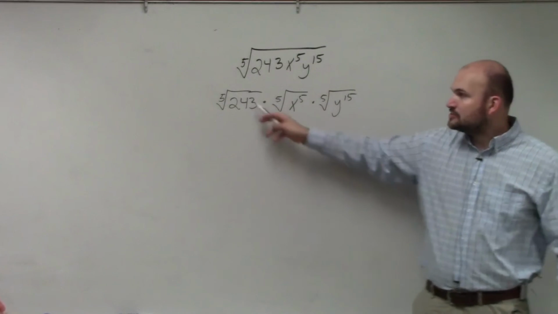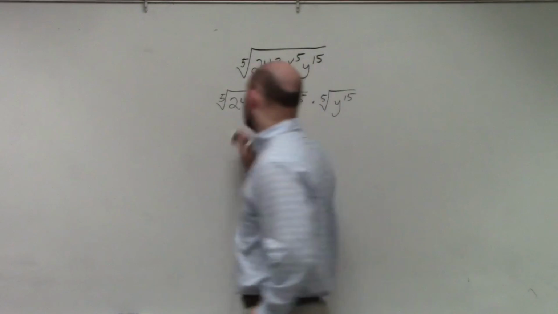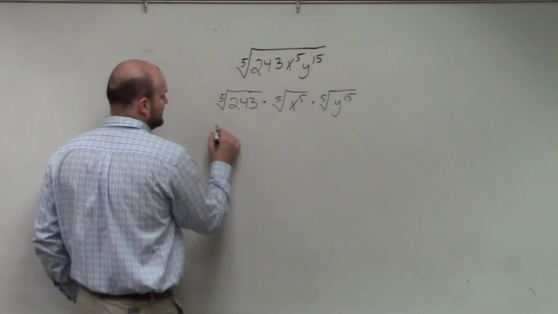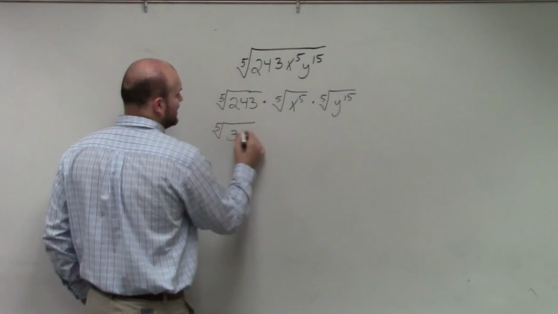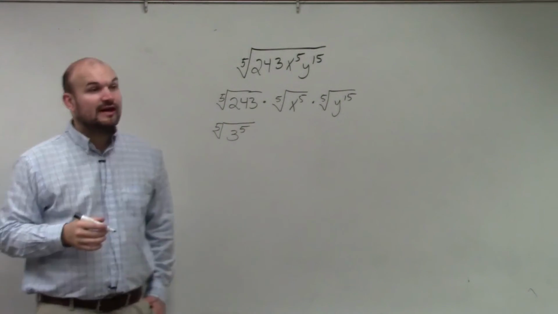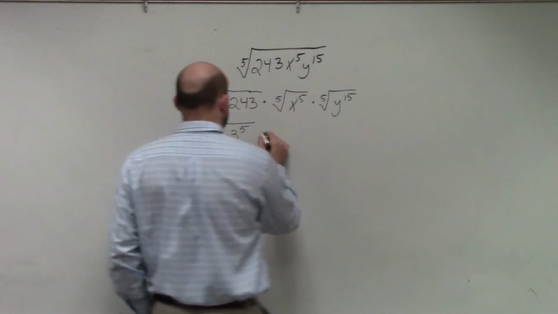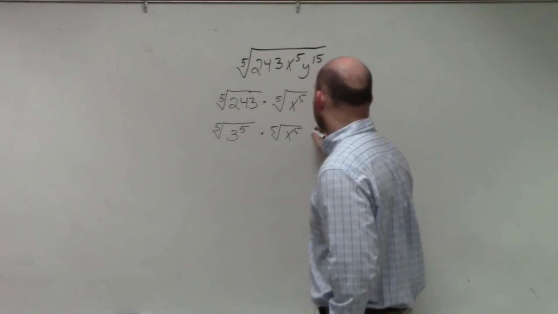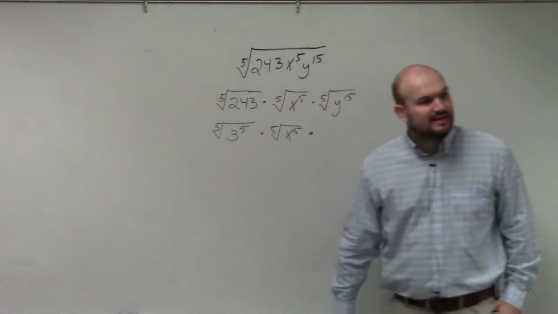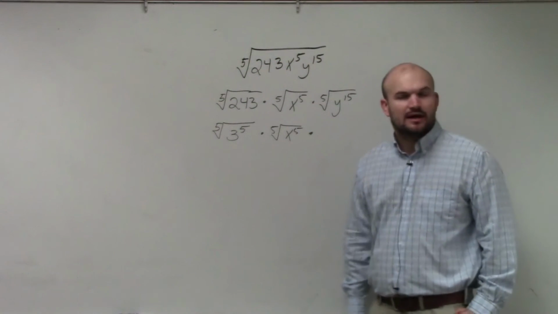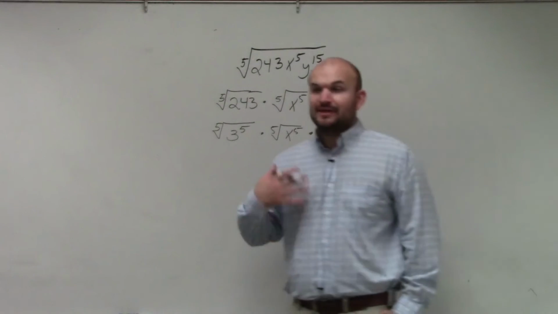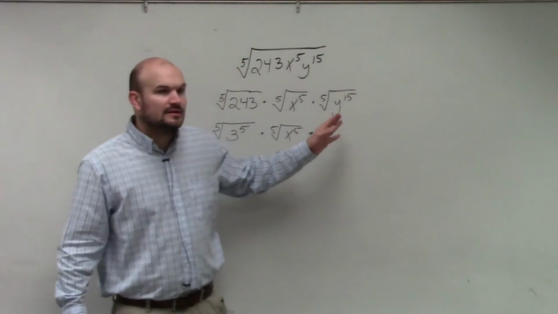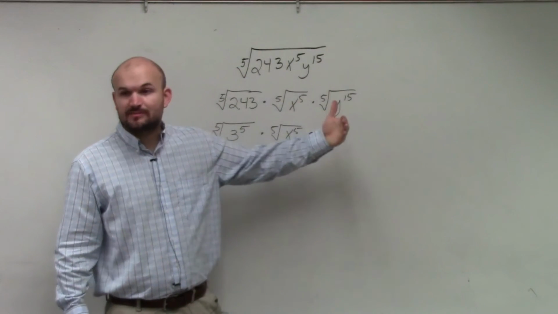So therefore, we say, well, can I rewrite 243 as a number raised to the fifth power? And what I spoke with Denise is, yes, if you try, you can rewrite it as 3 to the fifth power. Well, we already have x to the fifth power. That works. I'm just going to rewrite it so I can do everything together. And then I want to use the power rule. Can I rewrite y to the 15th as something to the fifth power? Yes?